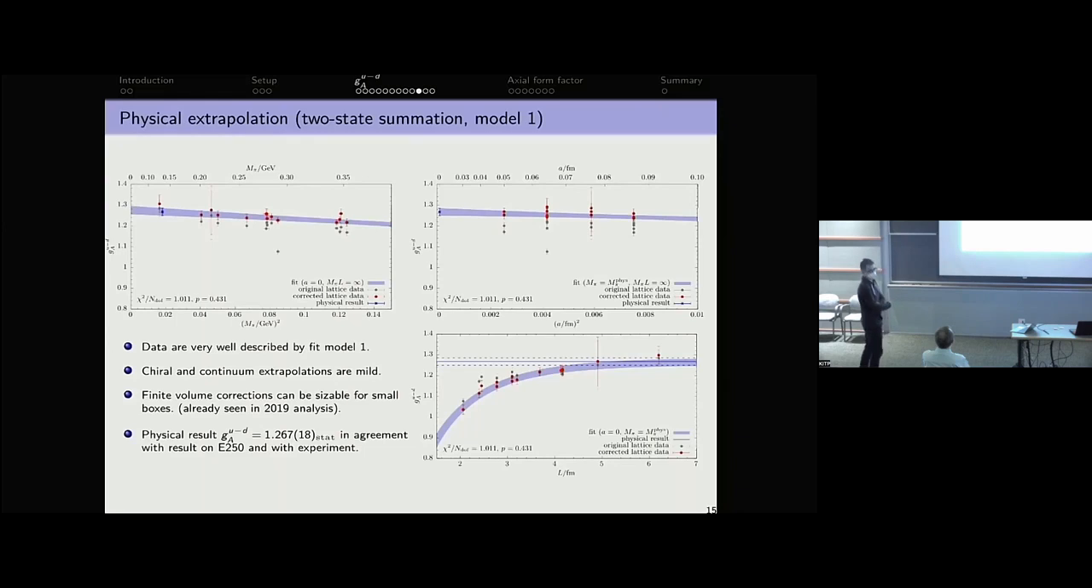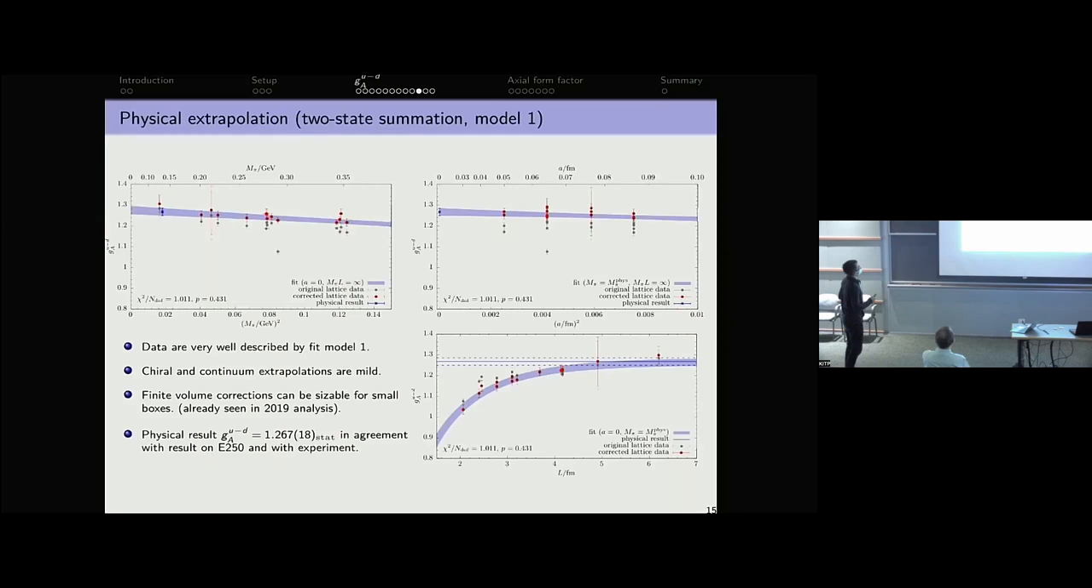If you look just at the chi-square, the data are very well described already by this simple fit model. The chiral and continuum extrapolation are fairly mild in this. Finite volume corrections can be sizable if you look at smallish boxes. That has already been seen in the 2019 analysis that was published. The physical result we get now is in very good agreement with experiment and also with our value at this most chiral box that sits slightly to the left of it.